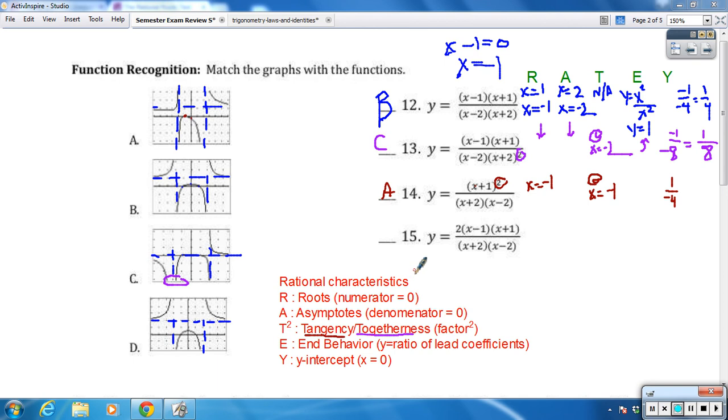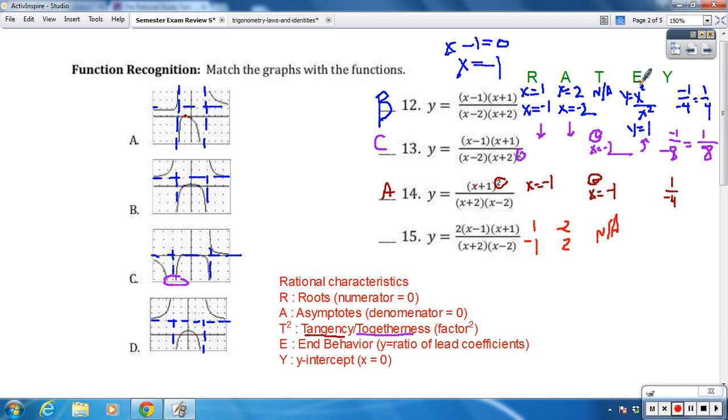And the last one, 15, we know is going to be D, but let's look at it. So if we find our roots, we can see x minus 1 is still going to give me a root at 1. x plus 1 is going to give me a root at -1. That's still the same, and I can see that happens on D. That's where I'm crossing the x-axis. I still have asymptotes at -2 and +2. Okay, so that's still good. I don't have any squares, so there is no tangency or togetherness.